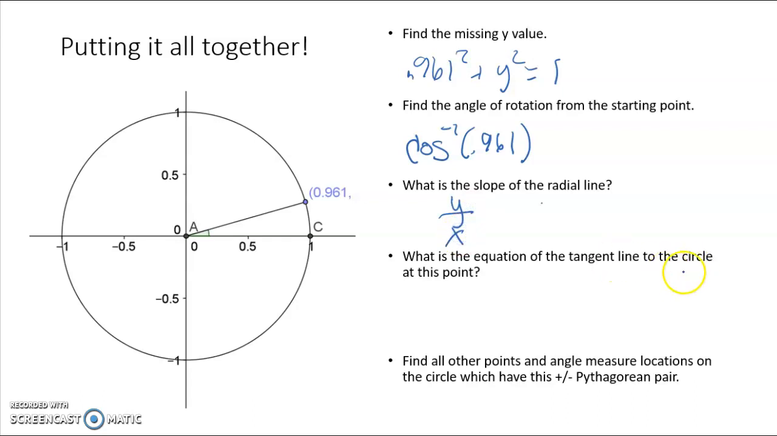Oh, the equation of the tangent line to the circle at the point, we're into some thinking questions. If this is the slope of the radial line, we can recall that the tangent line is going to be perpendicular to that. So the slope of our tangent line is going to be negative x over y.